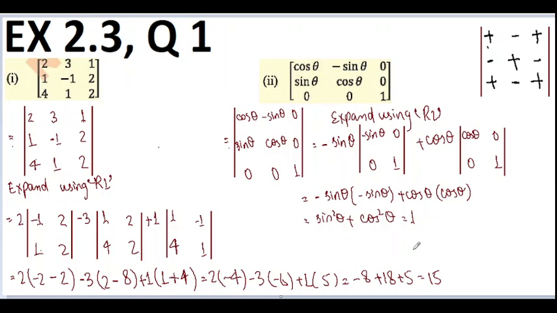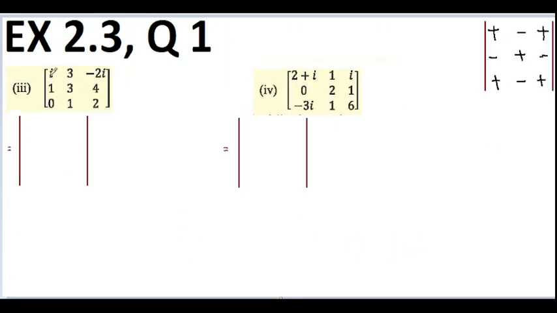Now we are going to move towards the next part, number 3, which is iota 3 minus 2 iota, 1, 3, 4 and 0, 1, 2. So now we are going to write them in straight lines, which basically represents the determinant: iota 3 minus 2 iota, 1, 3, 4 and 0, 1, 2. Okay, now we are going to decide which row we are going to use.